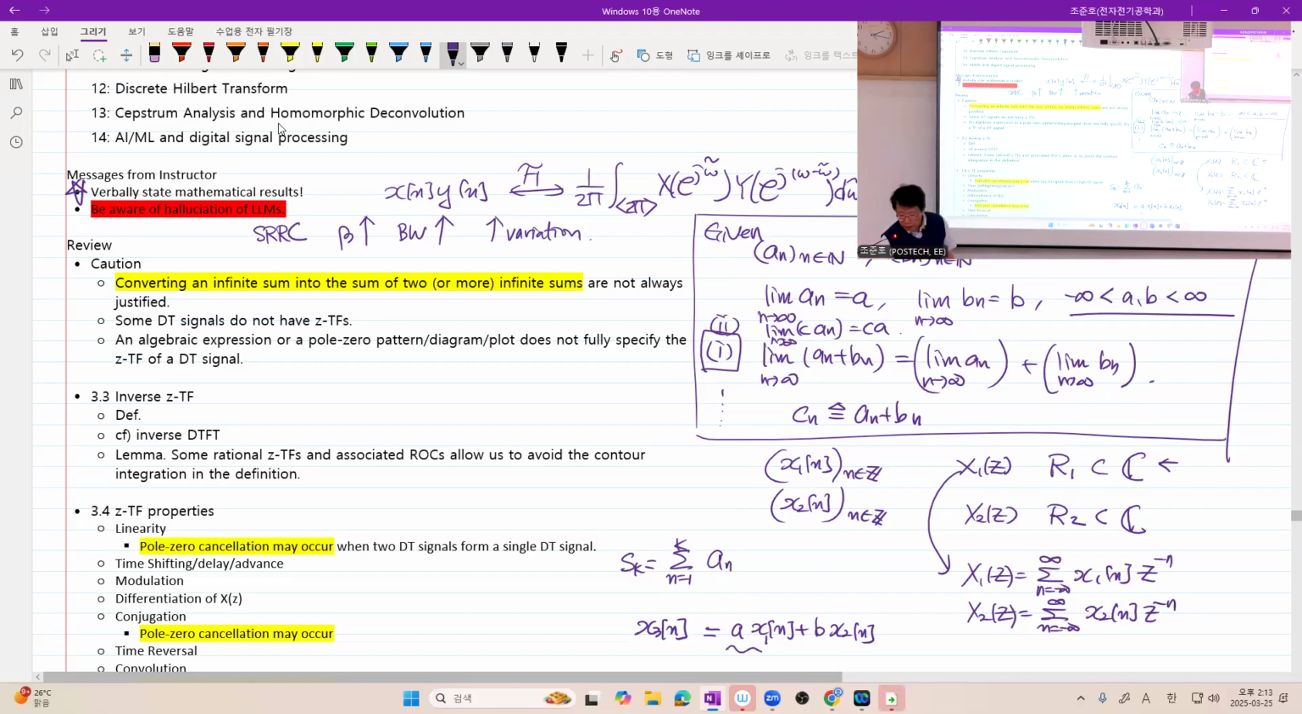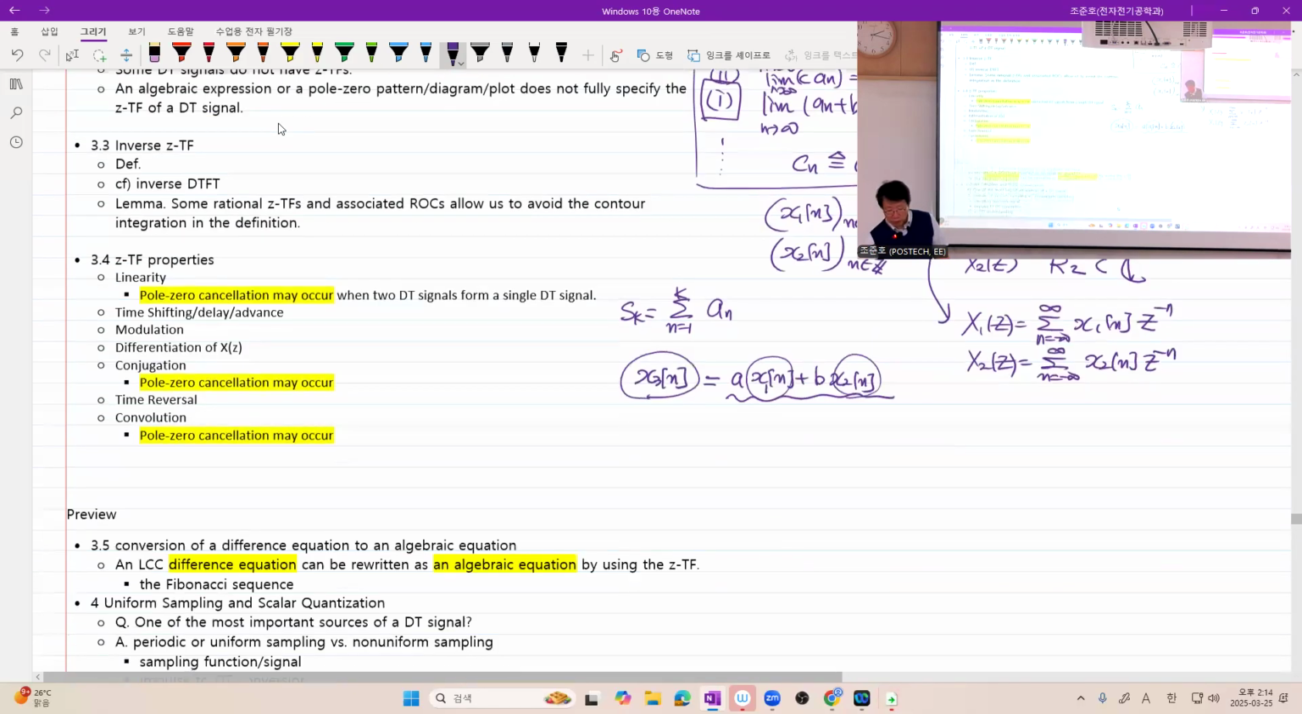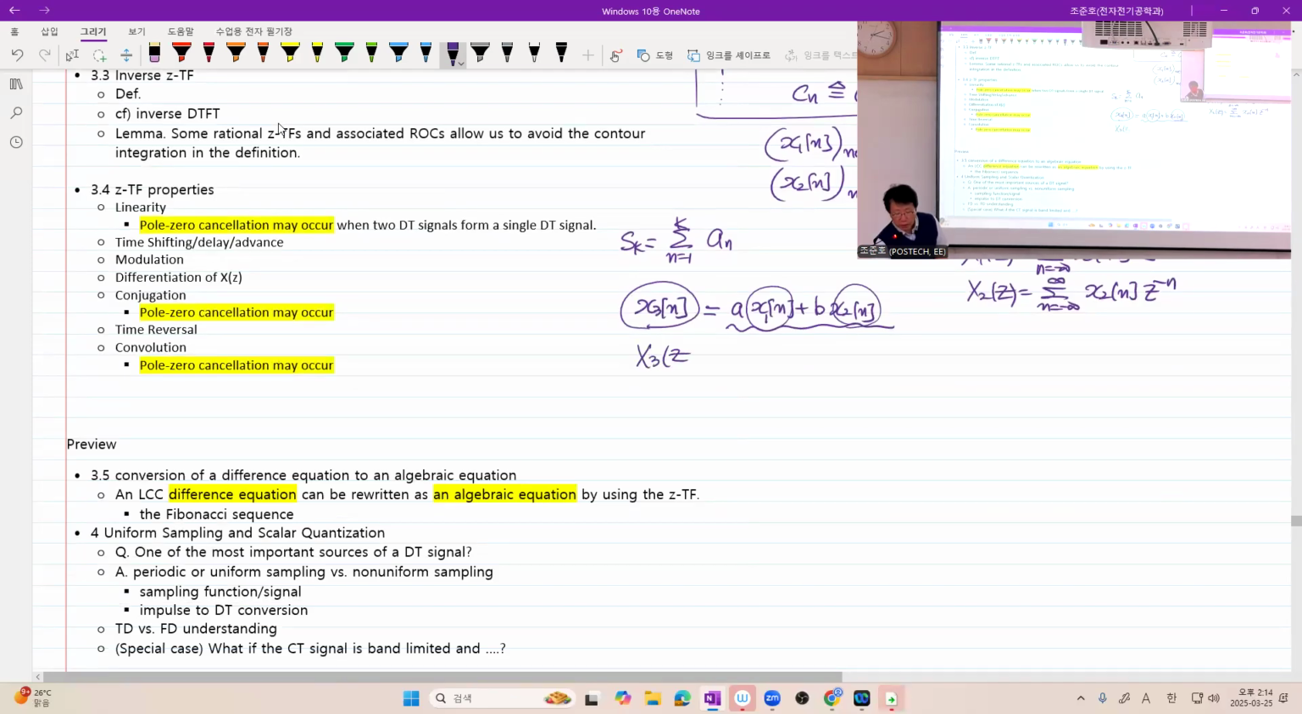So you have a linear combination of two sequences, x1 and x2. So you have x3. Now, what is the definition of the Z transform of x3? You have a series. If you change the value of Z, a complex number, you have different series. Now, we don't know exactly where. What is the necessary and sufficient condition for this series to converge?